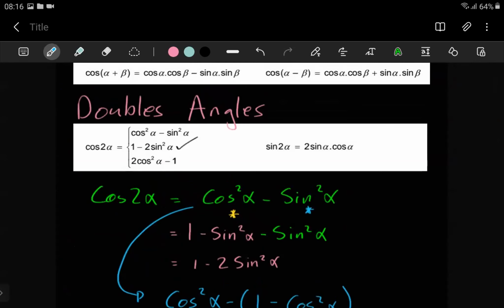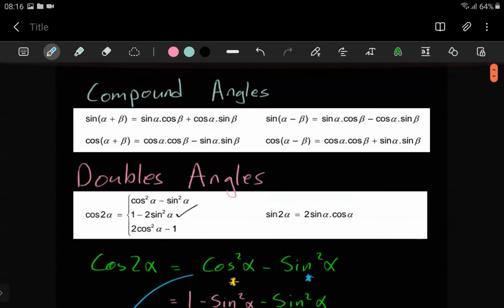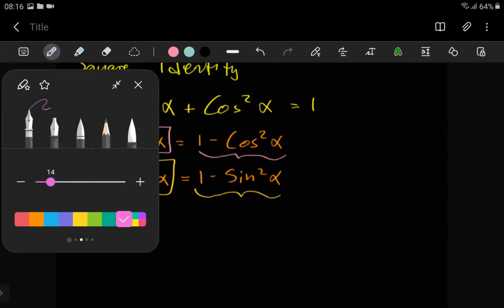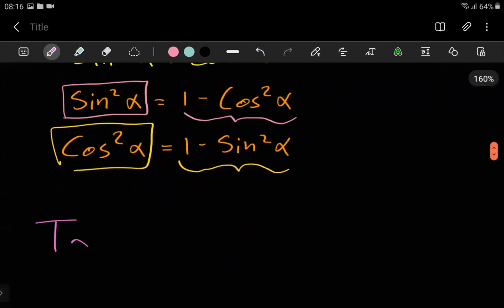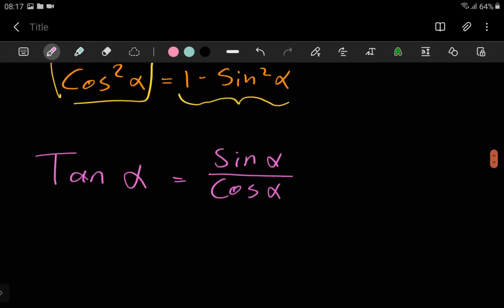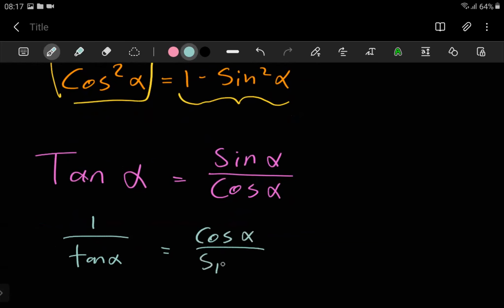You will be making use of a lot of things at your disposal. You'll be making use of compound angles, double angles, the square identity, and you'll also be making use of the tan ratio. See, tan of a value is equal to sine over cos. And if it's swapped, if it's 1 over tan, meaning this has been flipped over, then this will also be flipped over. It will be cos over sine. You see?